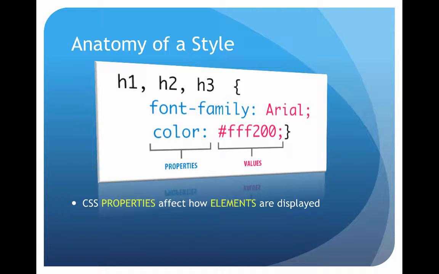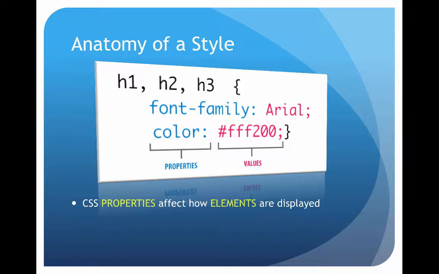Continuing with that, now that we have a selector and a declaration, within the declaration we have properties which affect how the elements are displayed using certain values. So in this particular case, the properties are font family and color. So the properties are what is defined by CSS and saying that these are the selection of properties that we have available to us. The list of properties is really extensive.